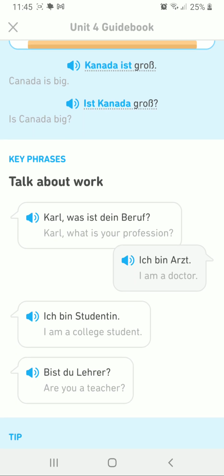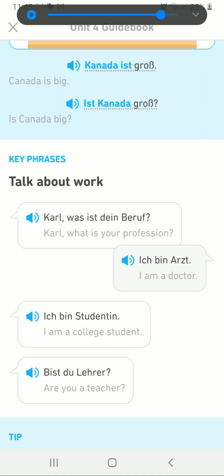Talk about work. So, Karl, was ist dein Beruf? So, we're talking about Beruf, the profession. Notice that profession is masculine because we say dein, which is your, it's not deine. And yeah, Karl, was ist dein Beruf?